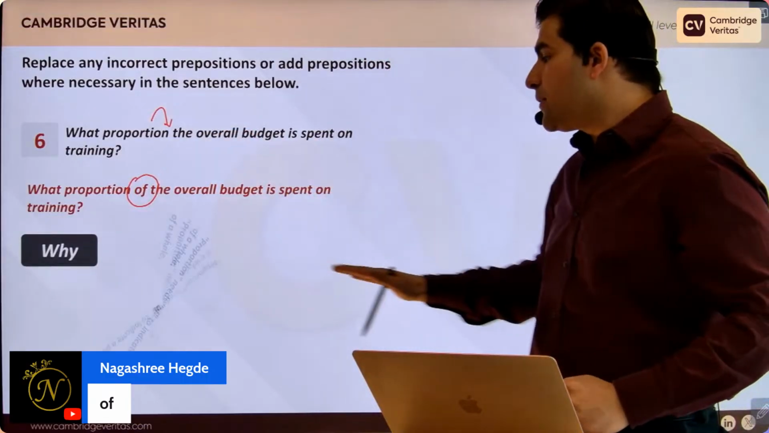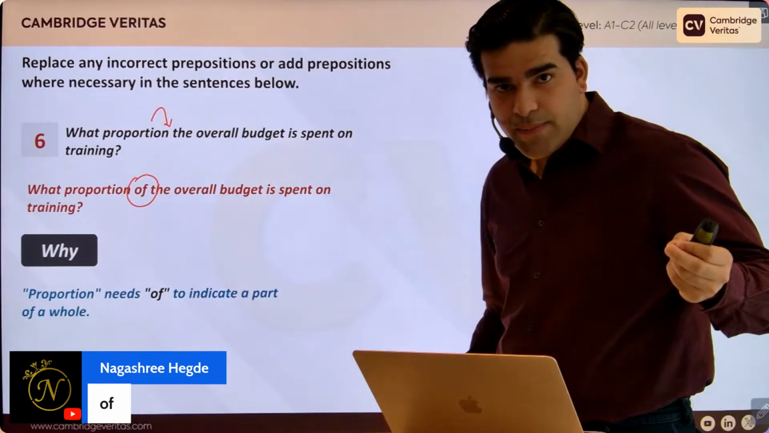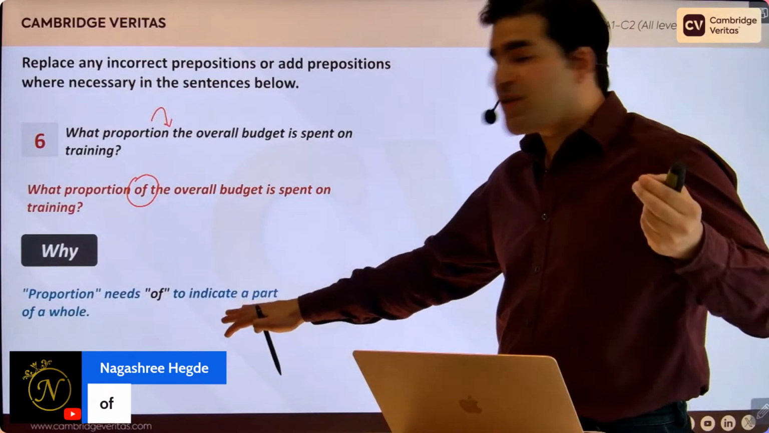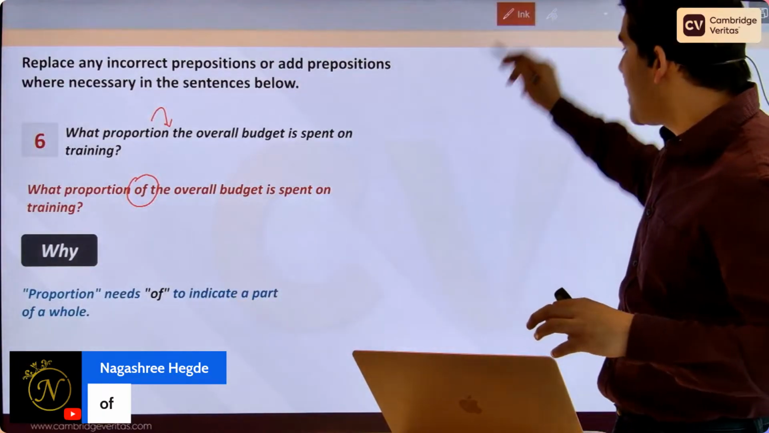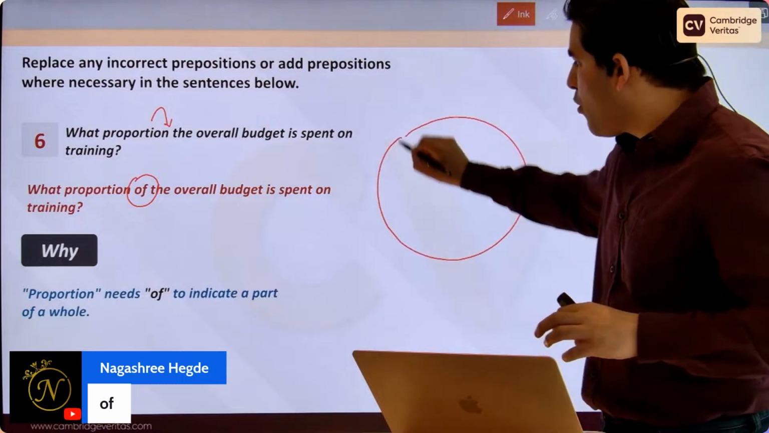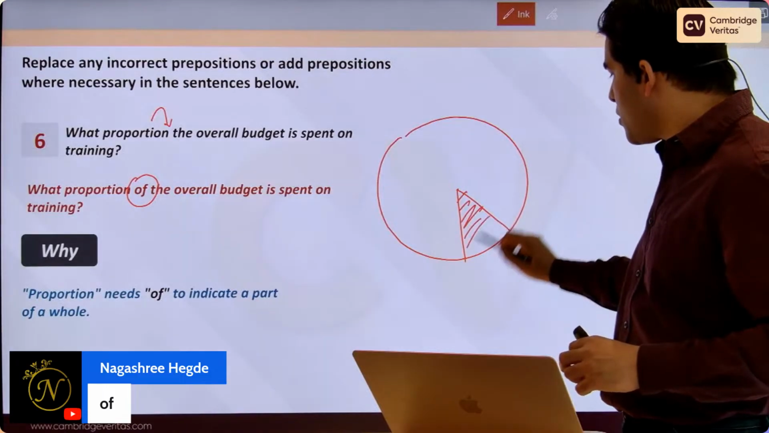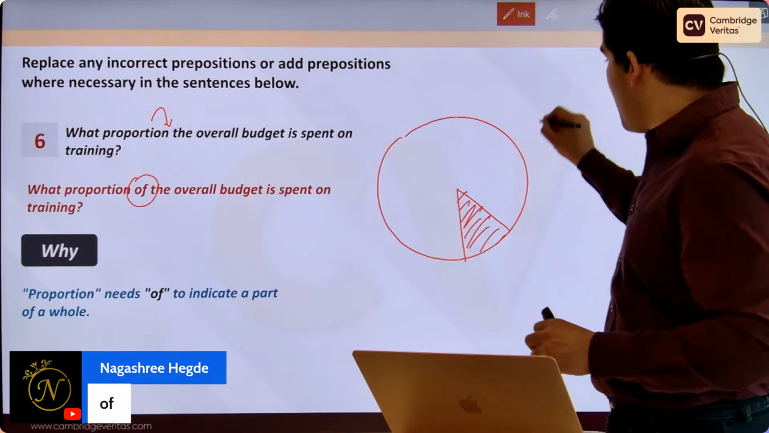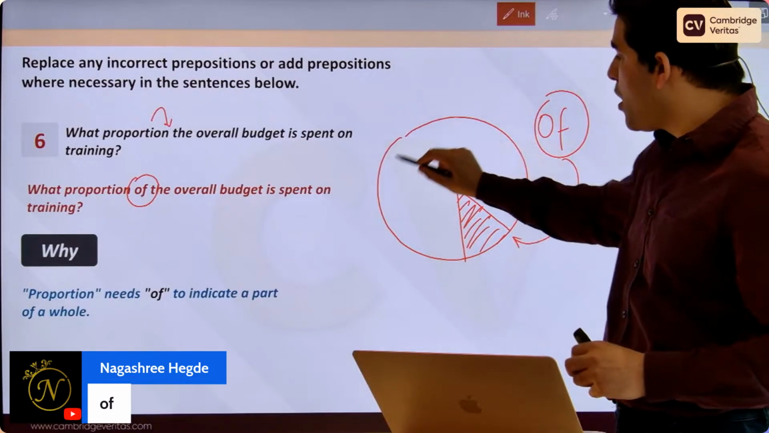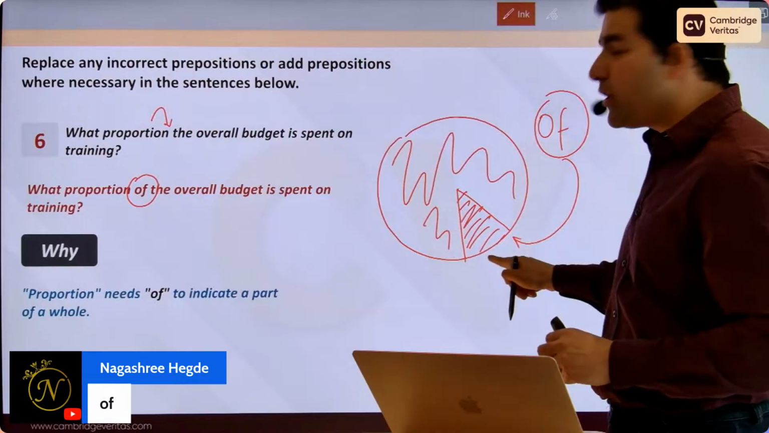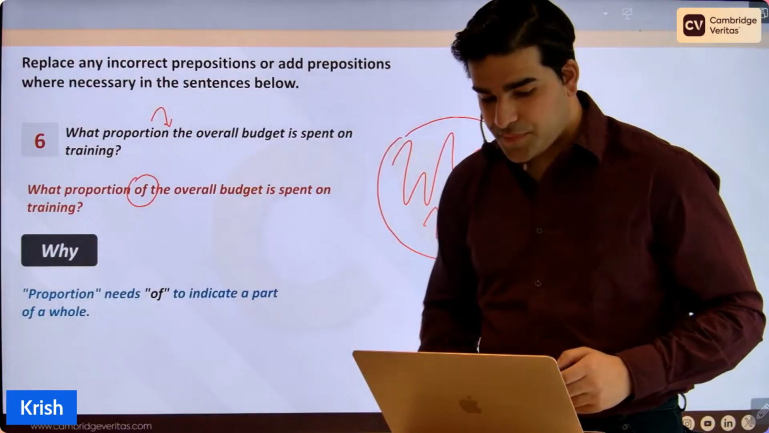Why is that? What is the reason? Because whenever we talk about proportions, of is the preposition. Of is used to indicate a part of the whole. So for example, imagine this is the proportion. And of this, you're only talking about, let's say, this part. So when you're talking about only this part, ladies and gentlemen, you have to use of because it talks about part of the whole that there is. We're only talking about this slice, this part. So supremely important, okay? Thank you.